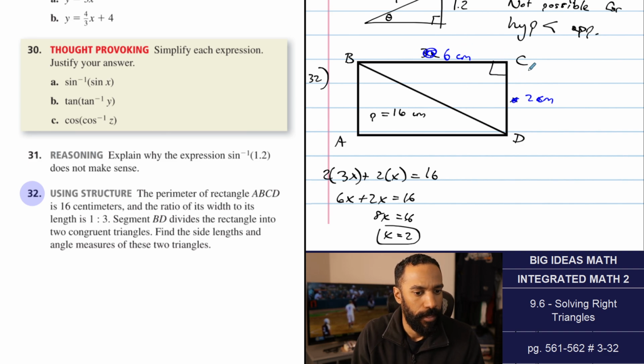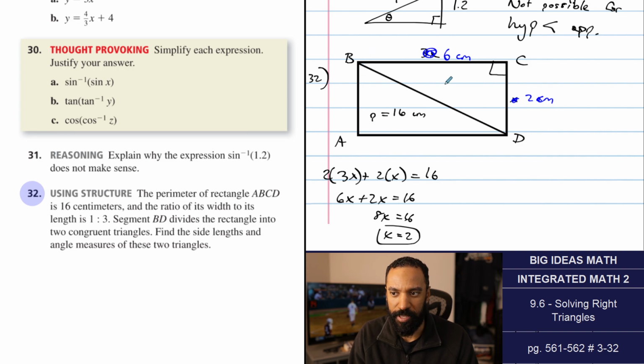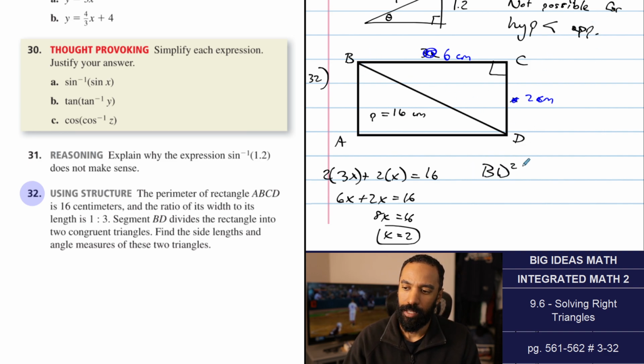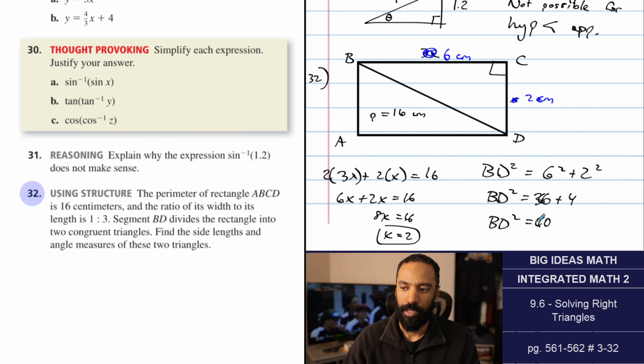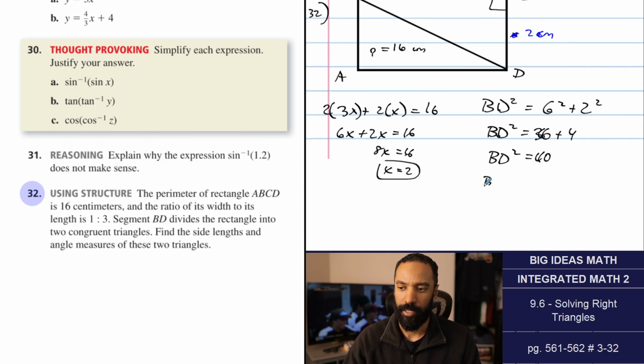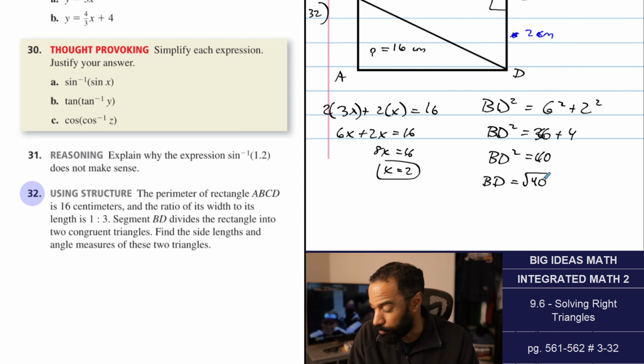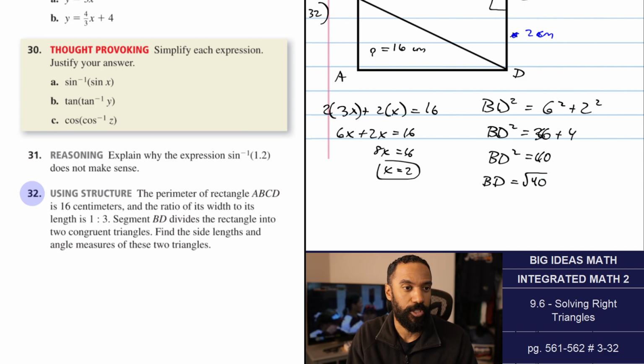I could have used x for ratios to find angle measures, but I need to find out the side lengths of the triangles, which means I need to find BD as well. So BD squared is 6 squared plus 2 squared. 36 plus 4, which is 40. So BD is the square root of 40. As a simplified radical, it would be 2 root 10.